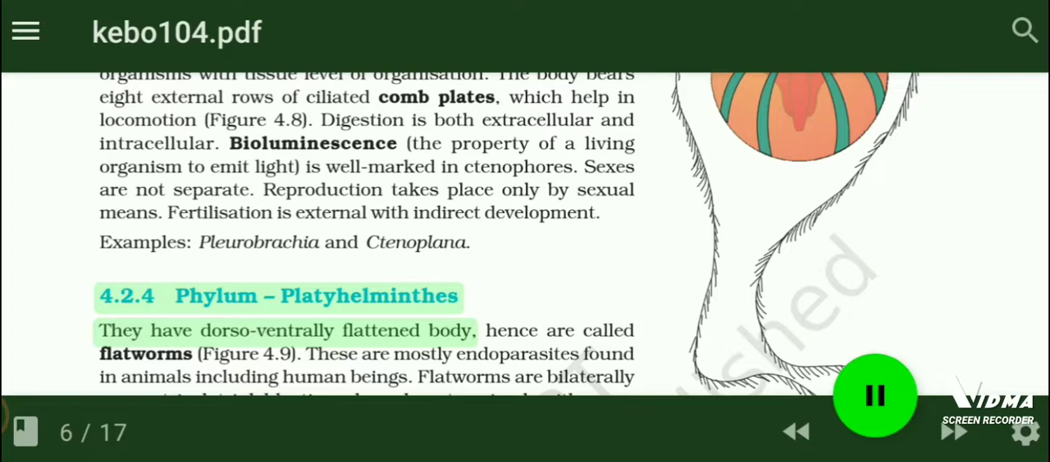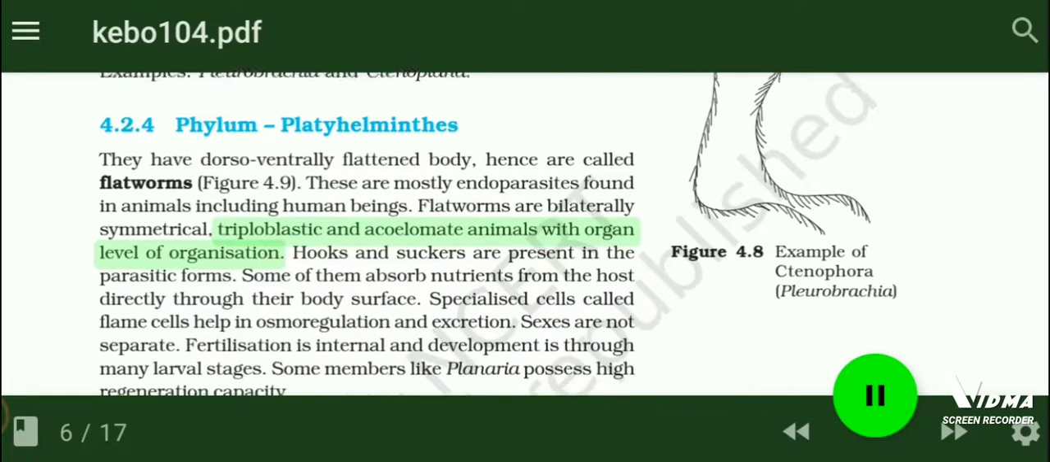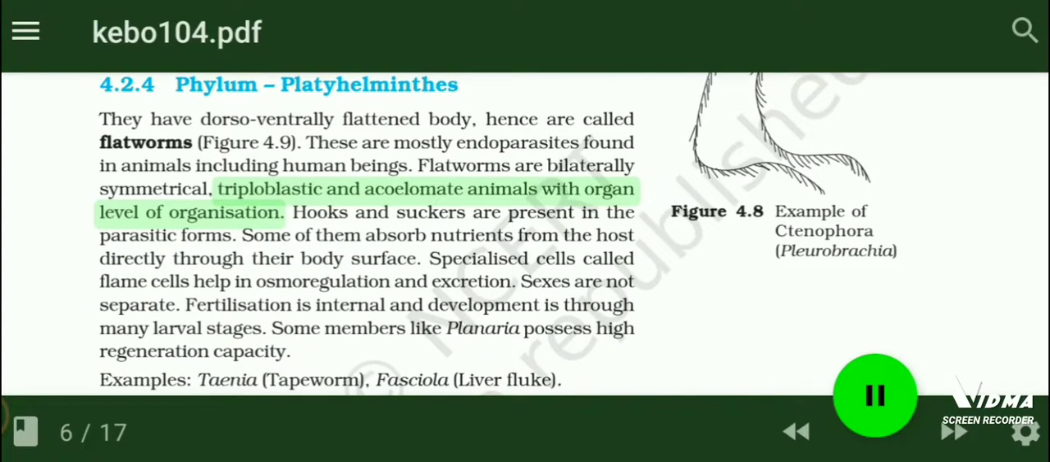4.2.4 Phylum Platyhelminthes. They have dorso-ventrally flattened body, hence are called flatworms. These are mostly endoparasites found in animals including human beings. Flatworms are bilaterally symmetrical, triploblastic and acoelomate animals with organ level of organization. Hooks and suckers are present in the parasitic forms. Some of them absorb nutrients from the host directly through their body surface.